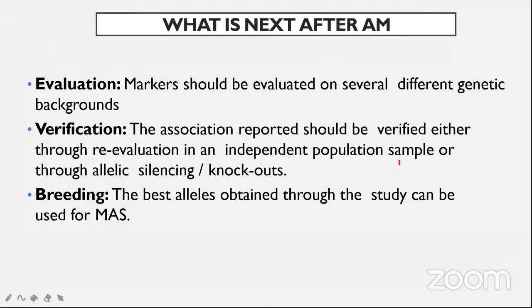So once you do association mapping, what's next? You can evaluate these markers on different genetic backgrounds. You can verify them using functional assays like nowadays CRISPR-Cas or VIGS or any other silencing or knockout approaches, to make sure that the gene we identified in association mapping is associated with the trait under study. And in terms of breeding, we could use those finally identified 3 or 4 markers for marker-assisted selection.